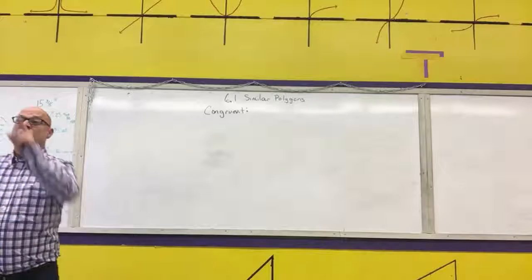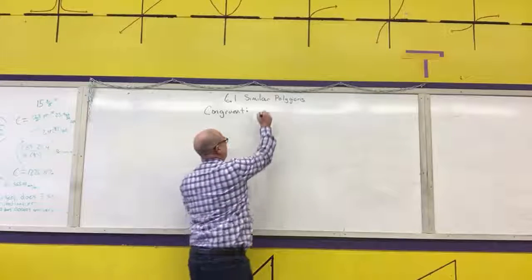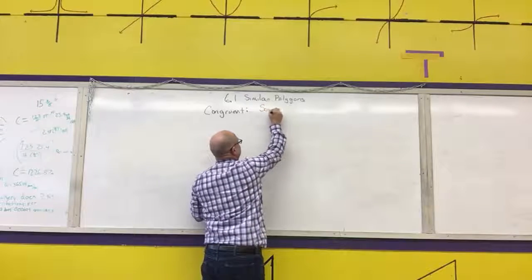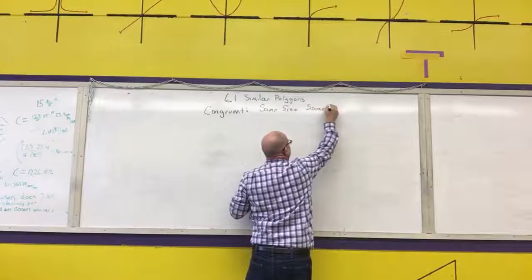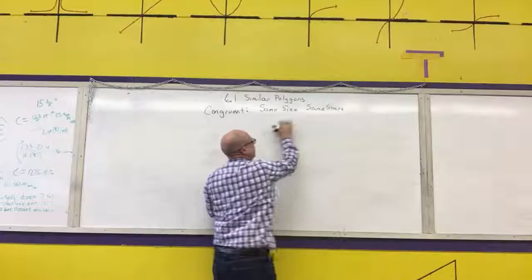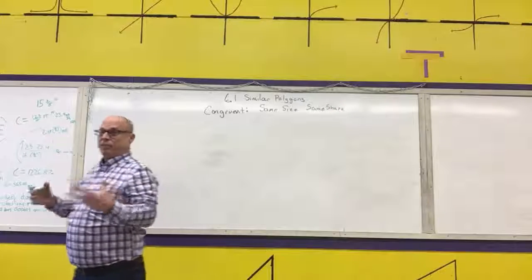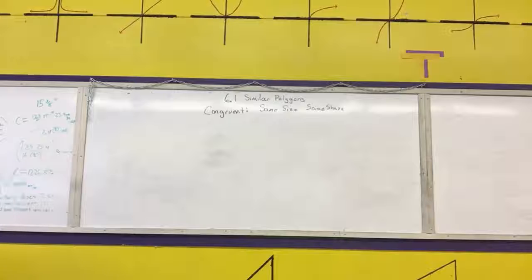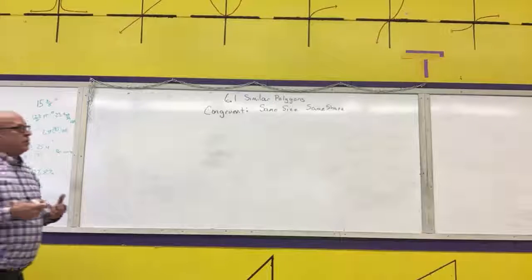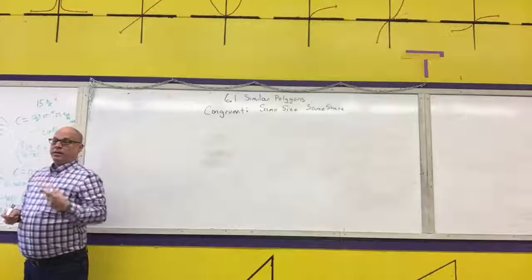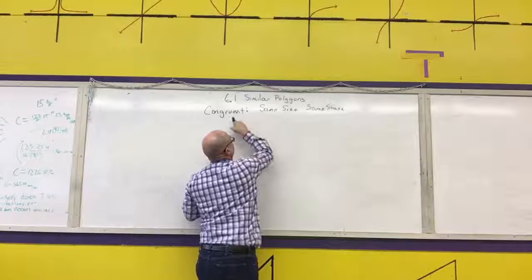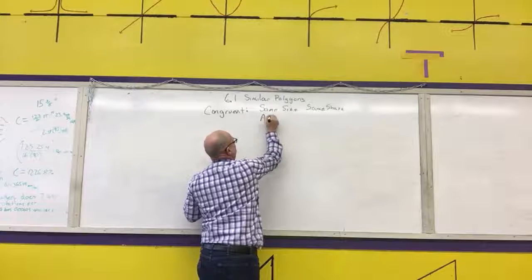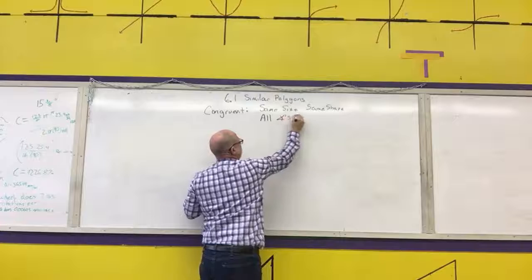Okay, so Harry says that they're the same size and the same shape. So how do I prove that they were the same size and same shape? What did I do to prove that, let's say, two triangles were the same shape? The angles. So the angles had to be what, Nikki? They had to be congruent. So for two polygons to be congruent, all angles were congruent.